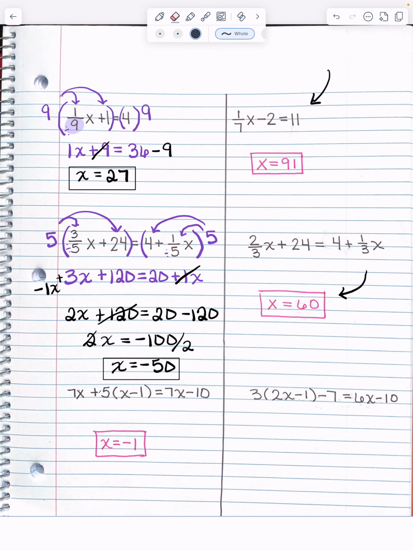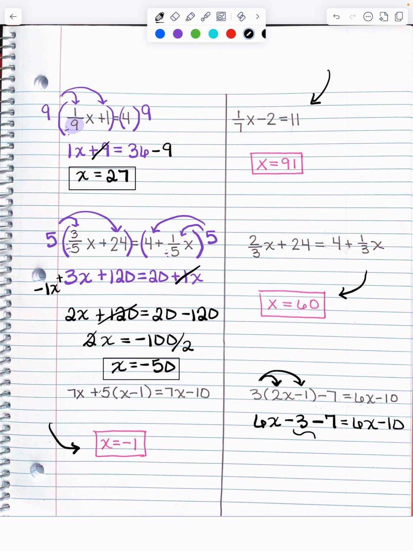Okay, on the bottom, the example that I left for you is this first one, and I'm going to do the second one. So the first one should come out to x equals negative 1. Let me go ahead and work on mine. So first off, I choose to do distribution to eliminate those parentheses. So I have 3 times 2x will be 6x. 3 times negative 1 will be negative 3. This negative 7 is not in the parentheses, so I'm not multiplying that by 3. And on the right side, I have 6x minus 10.